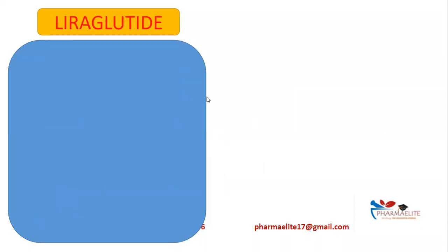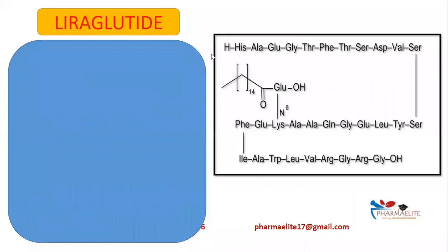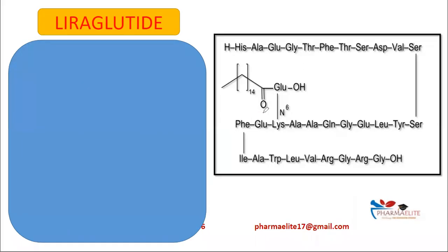Next drug is liraglutide. This is the structure of liraglutide. It is again a peptide. It is a 16 carbon fatty acid that is attached to a 31 amino acid chain. This fatty acid chain promotes its binding to albumin and limits its degradation by the DPP4 enzyme. And that is why it has a prolonged duration of action.